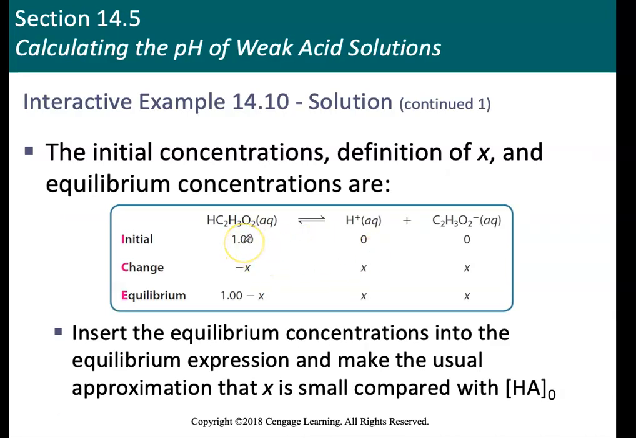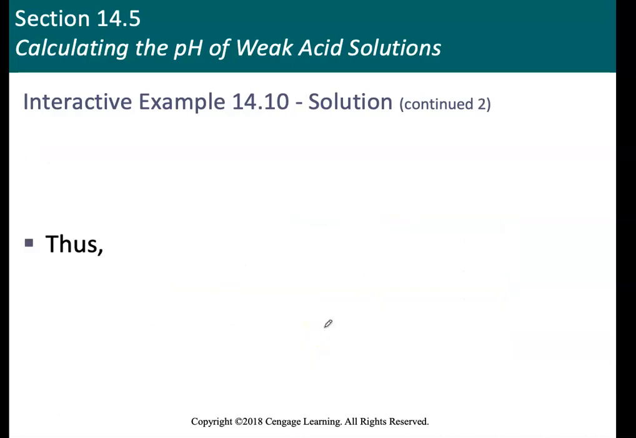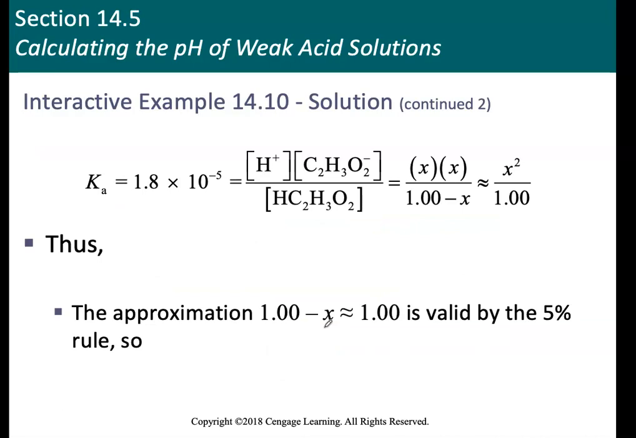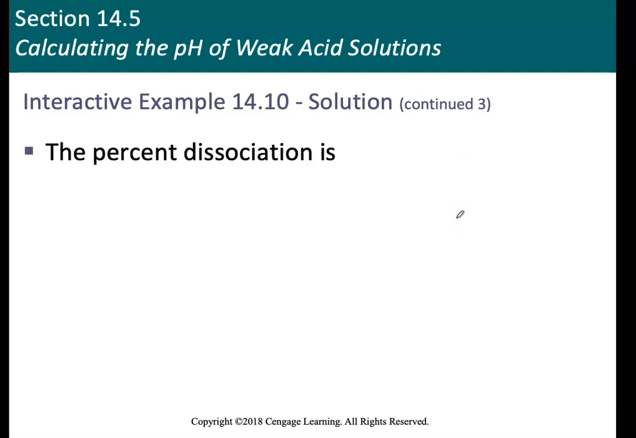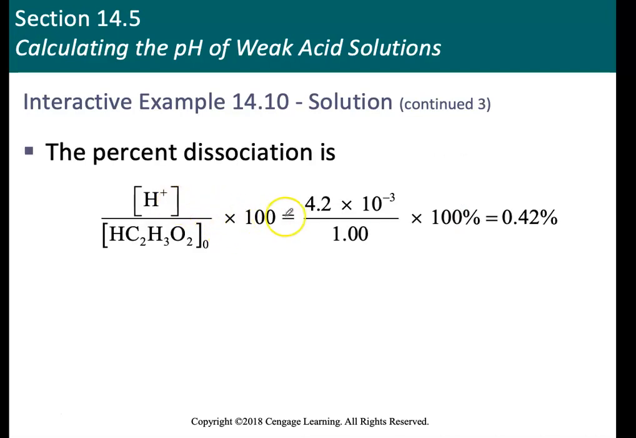So set up the ICE table: initial, change, equilibrium, and then solve and find x. Once you have the value of x, in this case 4.2, then we can work out the percent dissociation. Percent dissociation is basically x over the initial, which is 1, times 100. So percent dissociation is x over initial times 100, which is 0.42%.